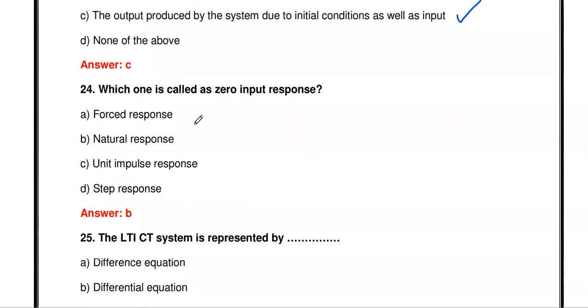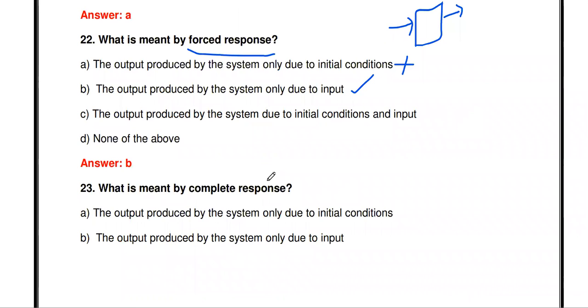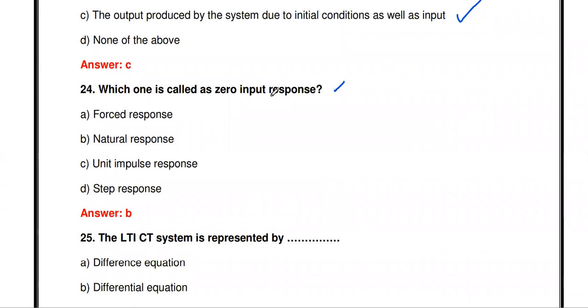Then which one is called zero input response? Among forced response, natural response and complete response, which one is called zero input response? Zero input means whenever we apply no input, we still get some output, and that output is called the zero input response. So which one? Natural response. The other name of natural response is zero input response. The natural response is nothing but the output due to the initial conditions, not the input.